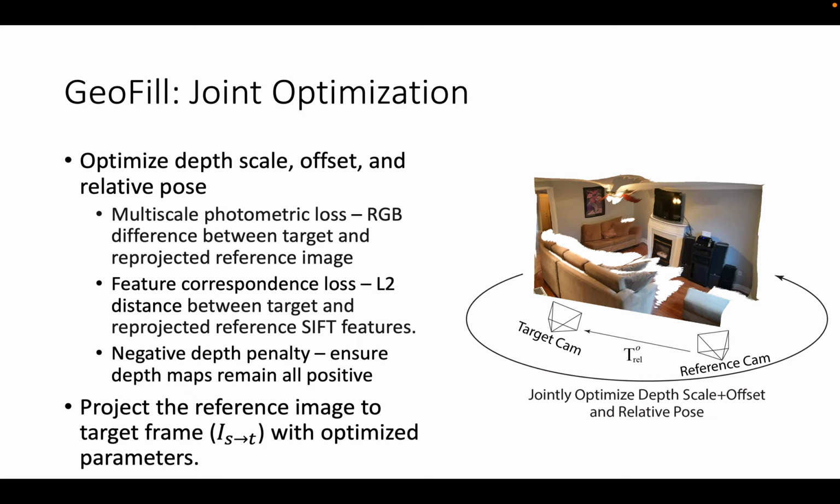In our joint optimization step, we optimize depth scale, offset, and relative pose with the following three loss functions. The first and second loss functions measure the difference between target and the reprojected reference image in RGB values and the L2 feature distance, respectively. The last one ensures all projected depth values are positive. Finally, we reproject the reference image to the target camera position to provide guidance for the hole filling.